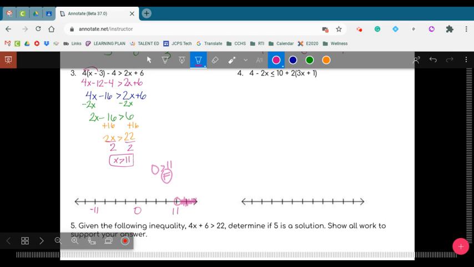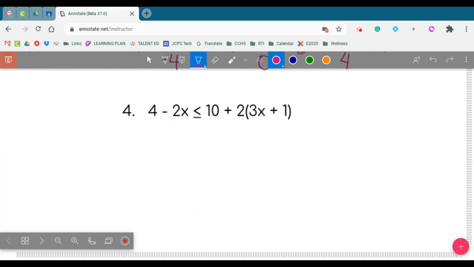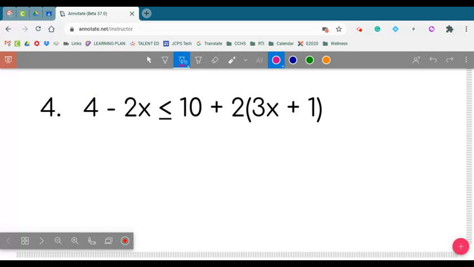Okay, so that one was a little bit longer. Let me know if you have any questions on the steps. Okay, going on to number 4. Again, my first step is to distribute.